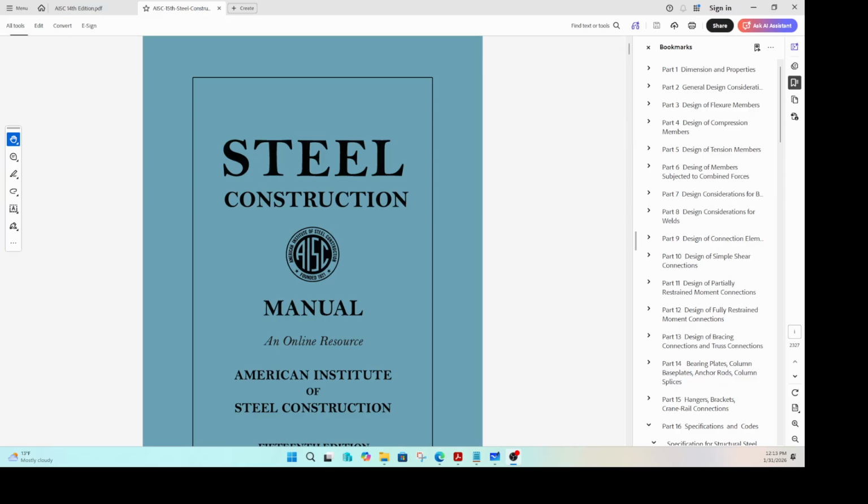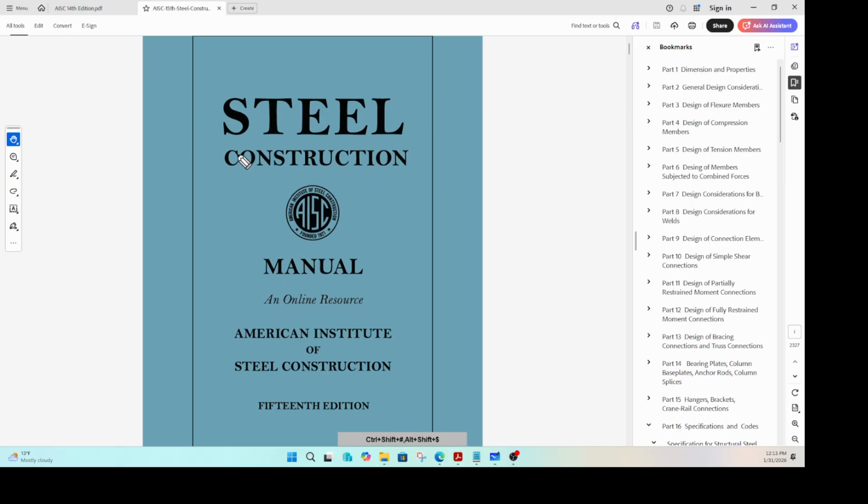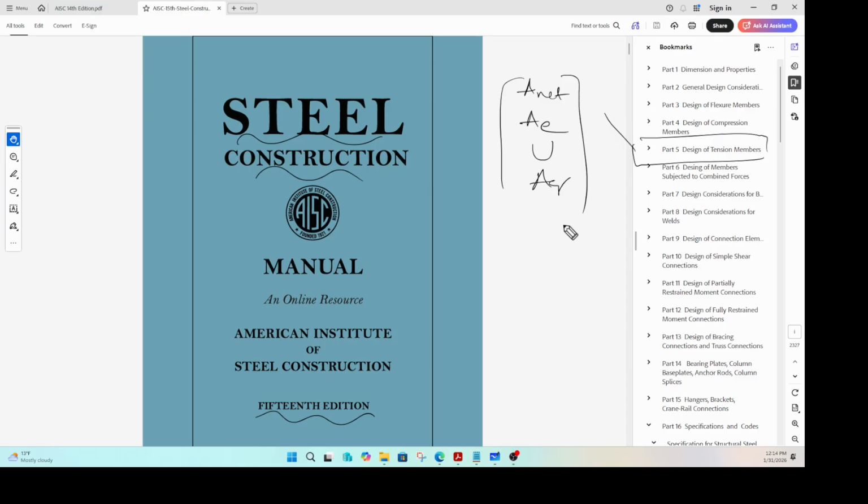Welcome back. This session is a continuation of our previous session. In our previous session, we were looking at the Steel Construction Manual, the 15th edition, and we were looking specifically at the design of tension members. We looked at details like how the net effective shear lag factor U and gross areas can be calculated.